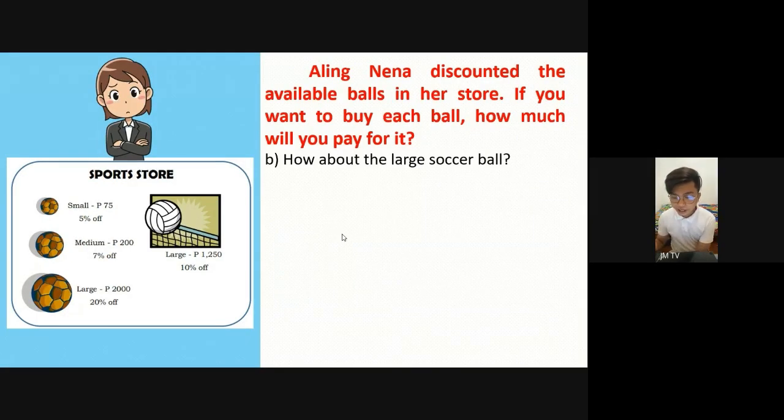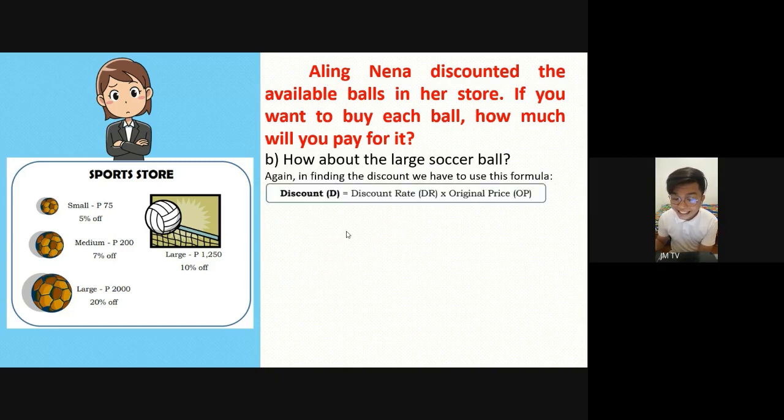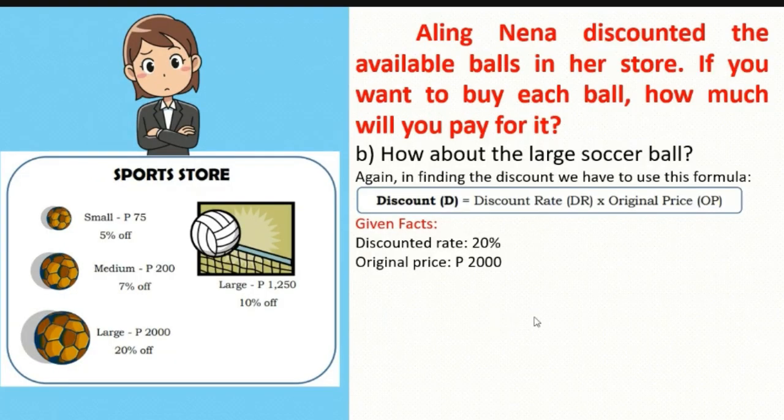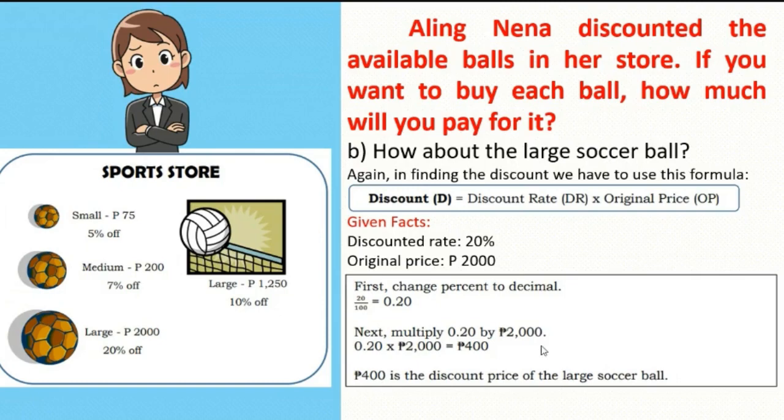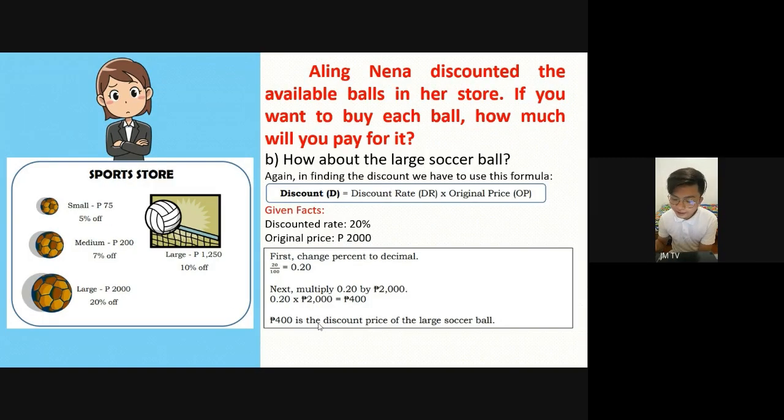How about the large soccer ball? Again, in finding the discount, we have to use this formula. Discount is equals to discount rate times the original price. What are the given facts? Discount rate, 20%. The original price is 2,000 pesos. Huwag niyong kakalimutan na change the percent to decimal, 0.20. And then multiply 0.20 by 2,000. So 0.20 times 2,000 is equals to 400 pesos. So 400 pesos is the discount of the large soccer ball.